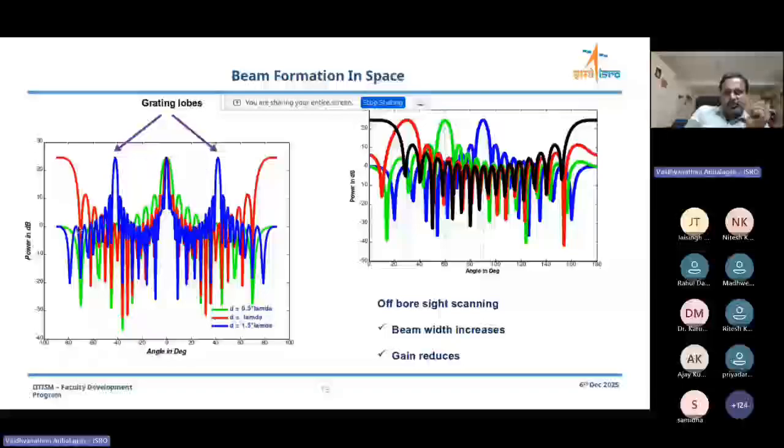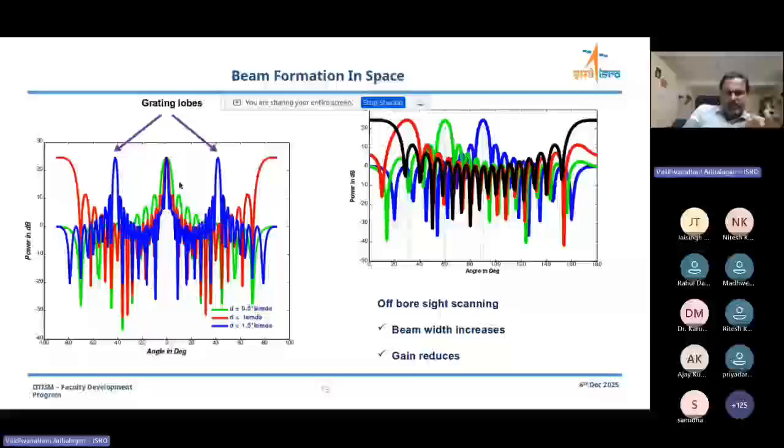So if you see, if the inter-element spacing is lambda, there is no grating lobe. Whereas when the inter-element spacing increases, if it is more than lambda, then the grating lobe starts coming. Which means that we cannot steer the beam beyond this. So if we are radiating in this direction, even any target in this direction's echo also sums up. So we cannot differentiate between the targets from this direction to this direction.